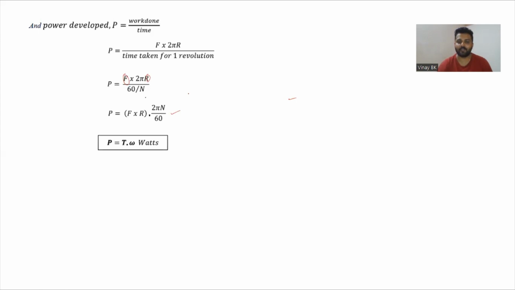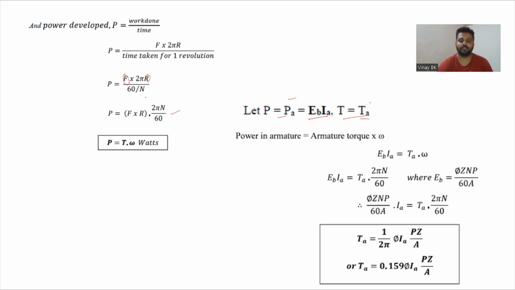To find the armature torque, you replace P by the armature power, that is the power developed in the armature, given by Eb into Ia, and you replace T by Ta, the armature torque, and omega is the angular speed 2 pi N by 60. Where there is a P, you substitute Pa, and where there is a T, you substitute Ta, so that you get Pa equals Ta into omega.